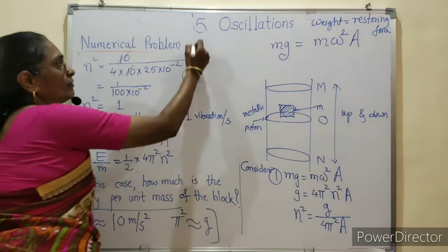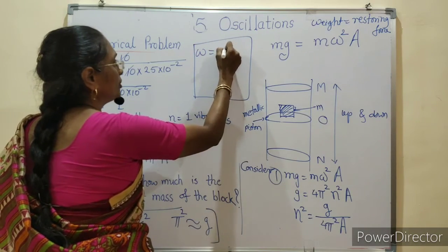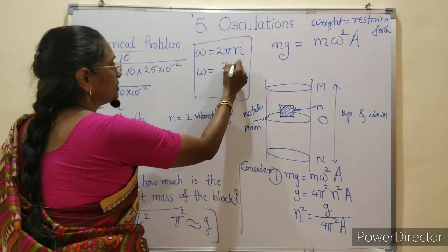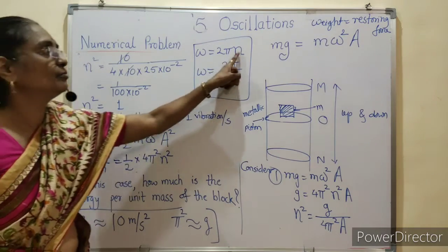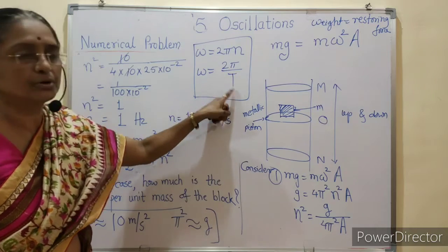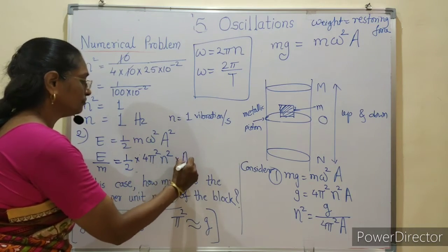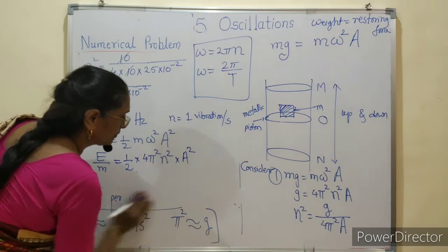So try to remember for the omega, omega always we have to take into calculation. Omega is equal to 2 pi n or 2 pi upon T. So easily in omega square you can put this 4 pi square n square or 4 pi square upon T square. Now we can calculate it.